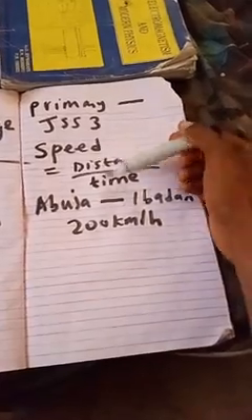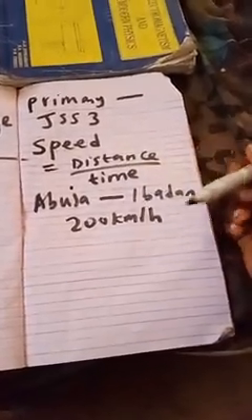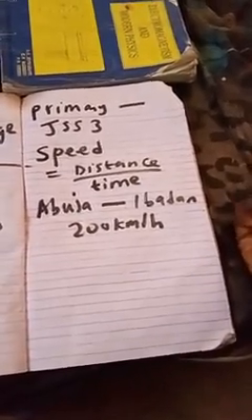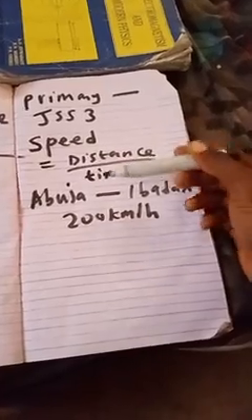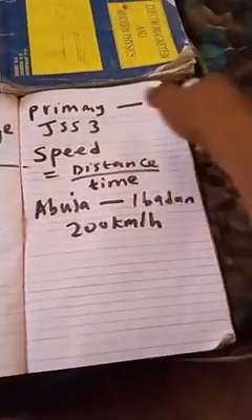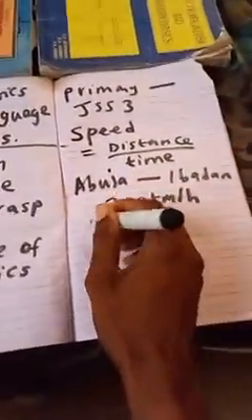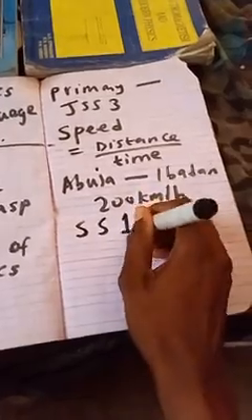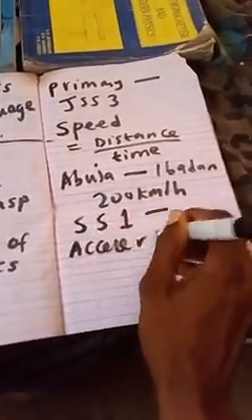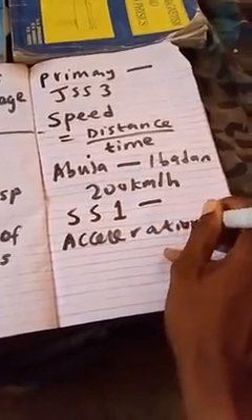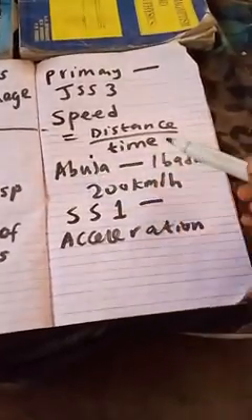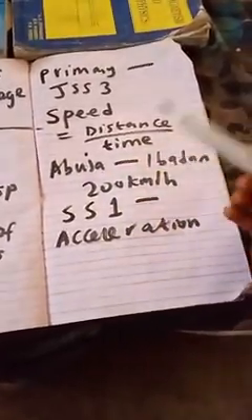So a student that was not able to get this might really struggle in the end, because as you advance, many things will be introduced to you. The thing was kept simple here because your brain was still maturing. Now your brain matures, you now go to SS1. Then they introduce acceleration, which is very important because it's not realistic that a car will move from Abuja to Ibadan and the speed will not change.